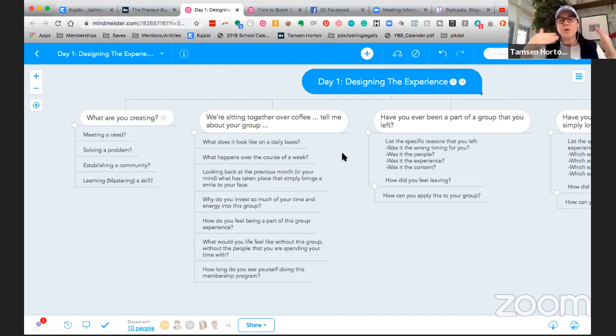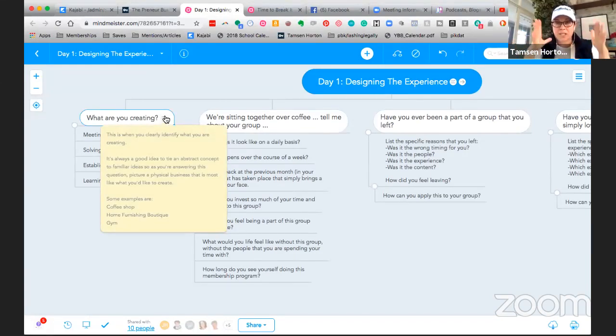This is where the designing piece comes in. As you're looking at your membership, what is it that you're creating? These are kind of the big buckets, and you'll have a mixture of these. Are you meeting a need? Are you solving a problem? Are you building or establishing a community? Or are they learning and mastering a skill? When I see memberships, there's an element of all these parts coming into play. But it's really important, when you're looking at yours and thinking, okay, this is what I want to create, that you know what it is you're doing.